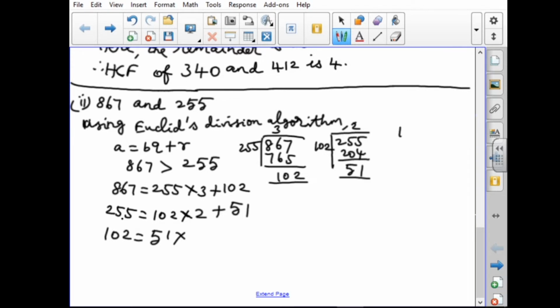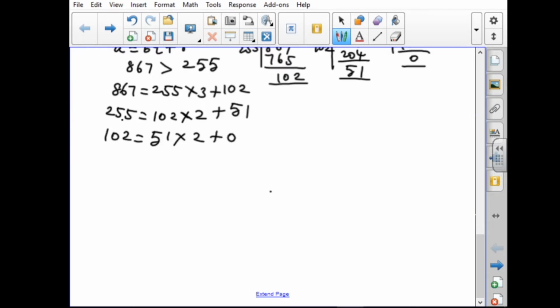Again you have to divide 102 by 51. 2 times, so 102. The remainder will be 0: 102 equal to 51 into 2 plus 0. The remainder will be 0. The remainder being 0 means what is our HCF? The divisor only will be the HCF. So 51 is the HCF for these given numbers. Here the remainder is 0.